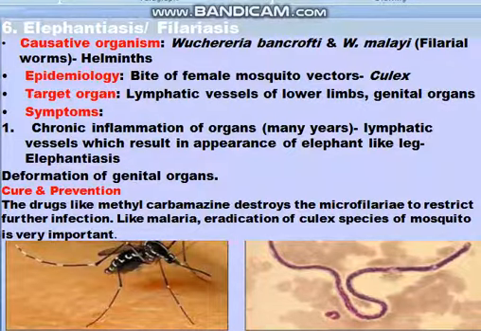So next disease is elephantiasis or filariasis.